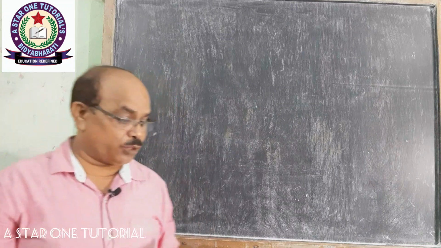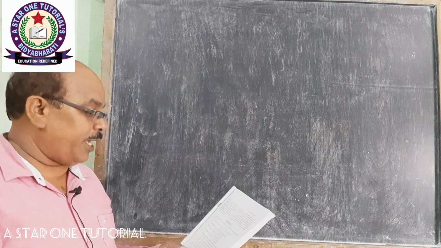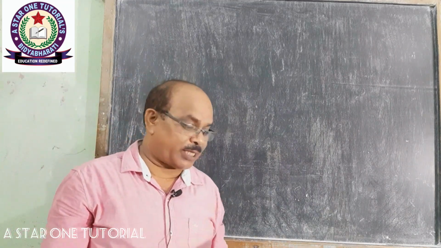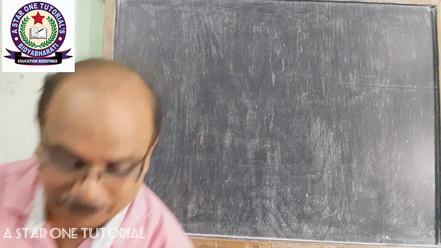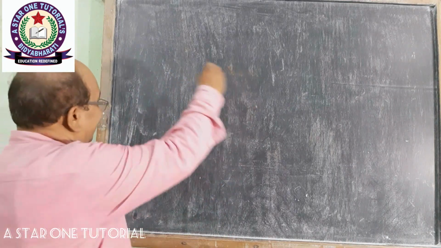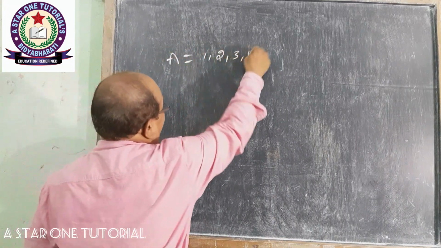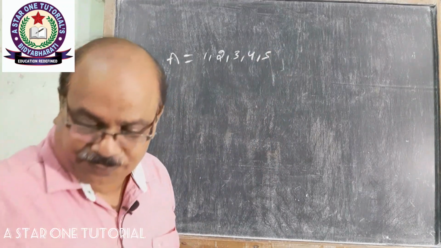Next, the third question. It says that the relation R in the set A containing 1, 2, 3, 4, 5, 6 is defined as R = {(x, y) such that y is divisible by x}. We are given that A = {1, 2, 3, 4, 5, 6}.